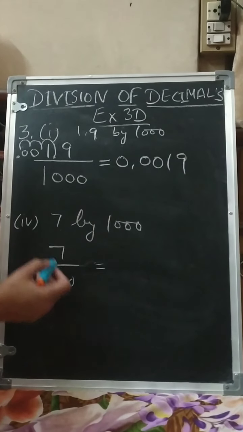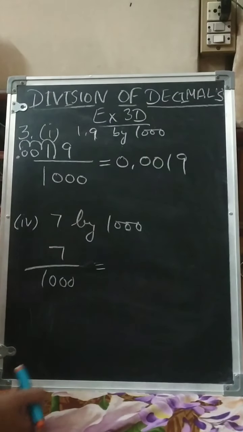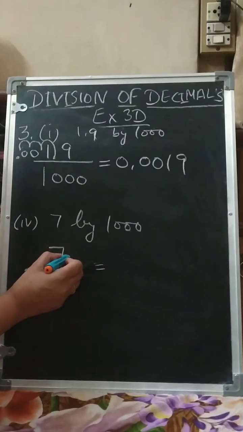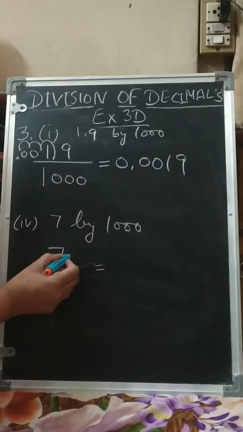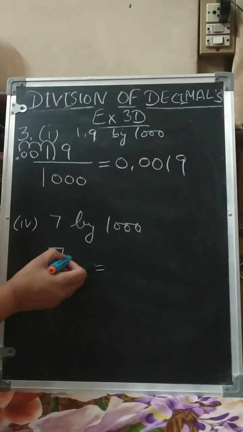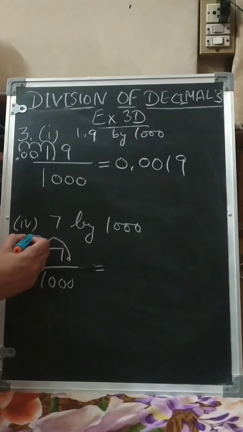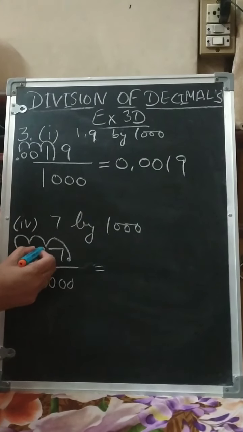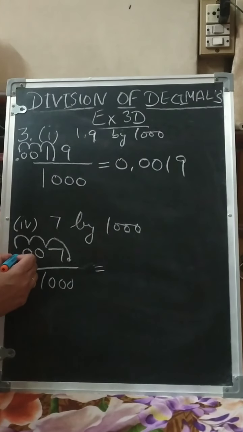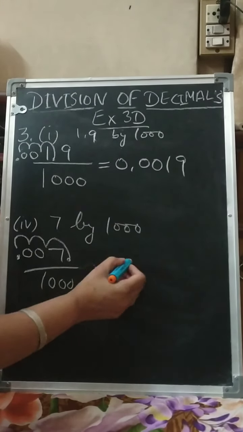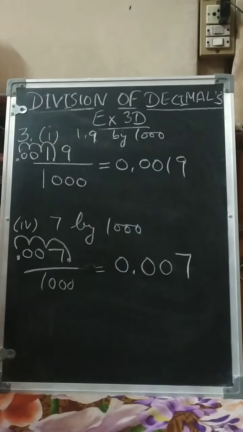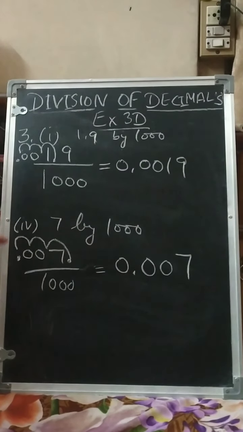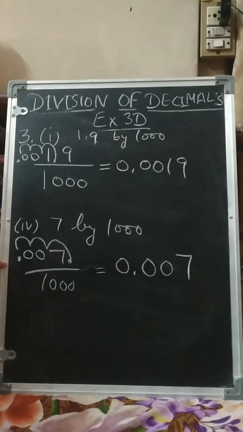Fourth part, 7 by 1000. So this is the question. Now only 7. There is no any decimal. You must know that every time point is present here in every number, 7 point. So this point now we will shift. 1 step, 2, 3. 2 zeros write yourself. Point will shift here. And your answer will be 0.007. So like this way, first, second, third question of exercise 3D, do yourself and check your answers.